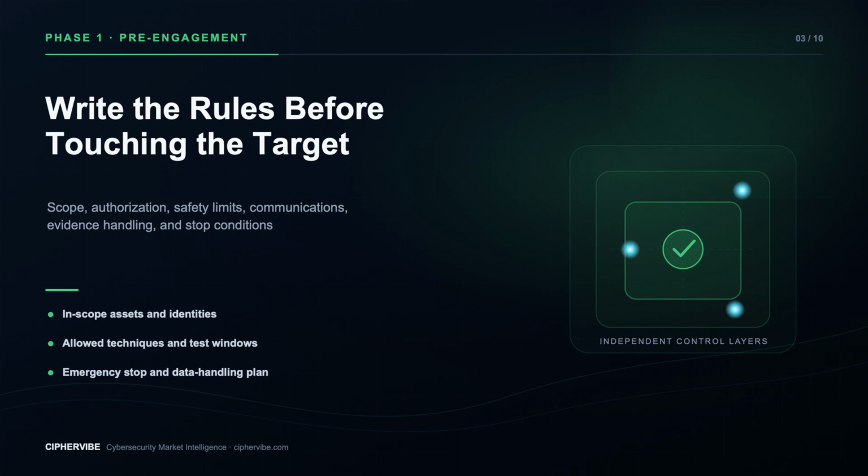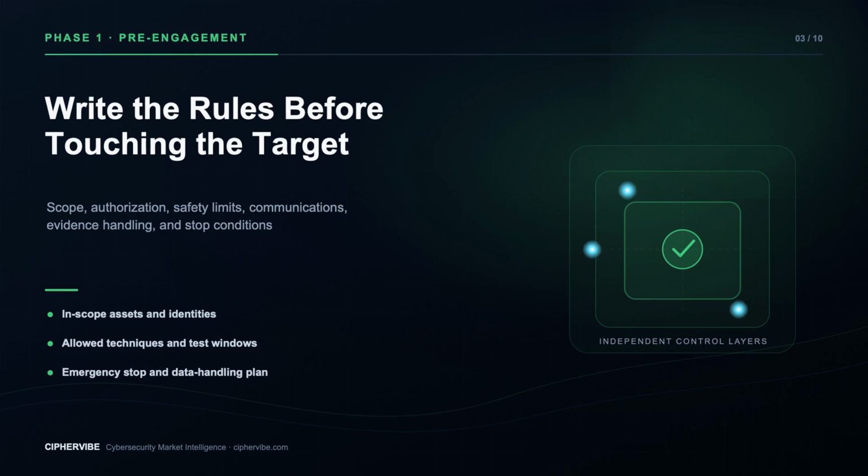Define the test window, source addresses, rate limits, allowed accounts, approved techniques, and prohibited actions. Decide whether denial of service testing, phishing, physical access, persistence, credential attacks, data access, or production exploitation are forbidden, simulated, or separately approved. For most beginner and business engagements, disruptive techniques should be excluded.